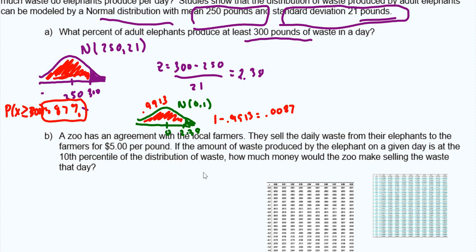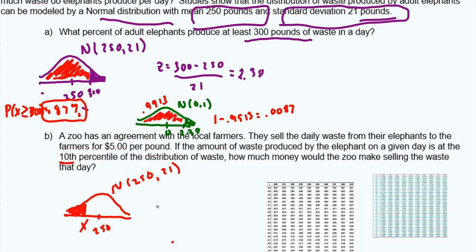Okay, so what we're going to figure out is how much waste is in the 10th percentile. Now, if you look right here, we have a normal distribution, once again, with a mean of 250 and 21 standard deviations away from the mean, and we're looking for the 10th percentile. Now, the 10th percentile is over here, okay? And so the first thing we're going to do is figure out what this x value is. The x value is going to be the amount of waste the elephant has produced, okay? And so what is that value? Well, that will give me the 10th percentile.